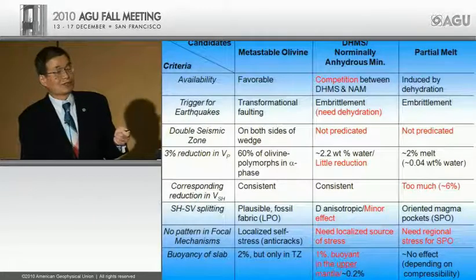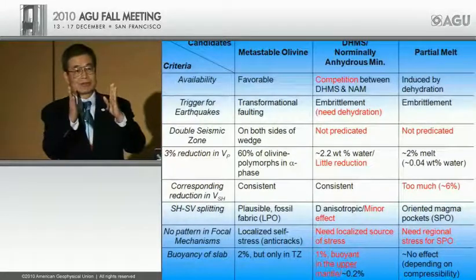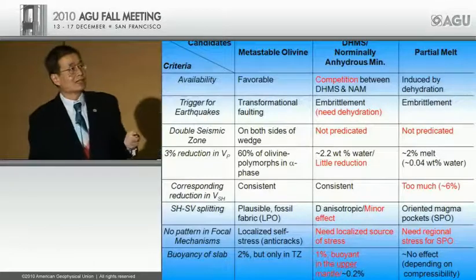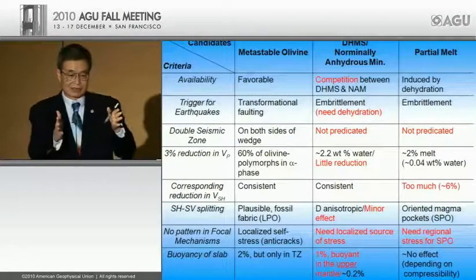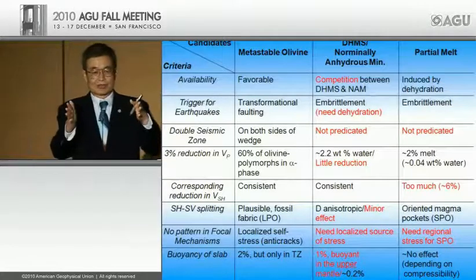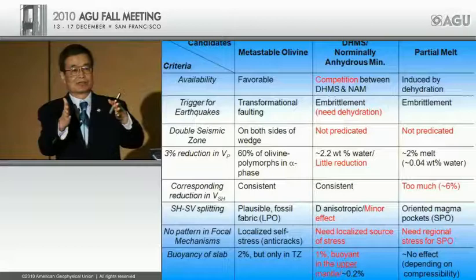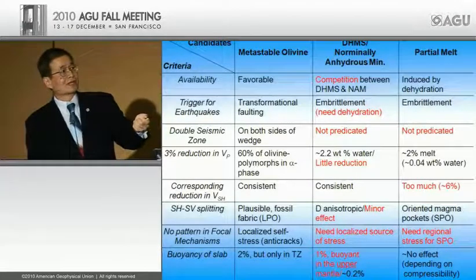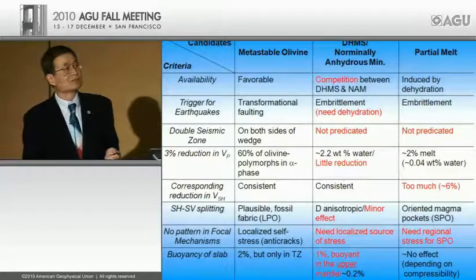Also, the earthquake distribution is very specific. We know in several places that the deep focus earthquakes occur on two subparallel planes separated by a few tens of kilometers. And for metastable olivine, this works really well because you expect the transformation to occur on the boundary of this wedge of metastable olivine, which is the coldest core of the slab. For the other candidates, there is no known way of producing the double seismic zone.